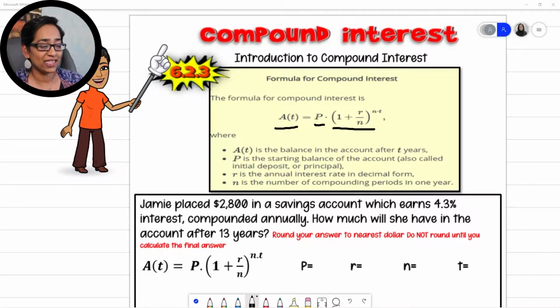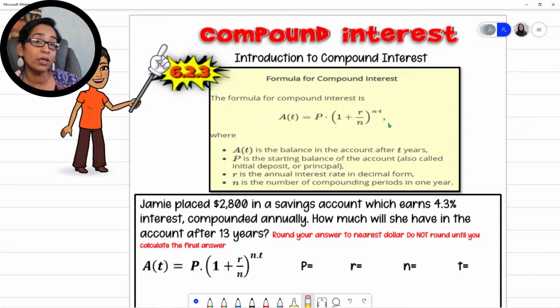Welcome back. This is section 6.2.3, which is your compound interest. So today we will be talking about compound interest.